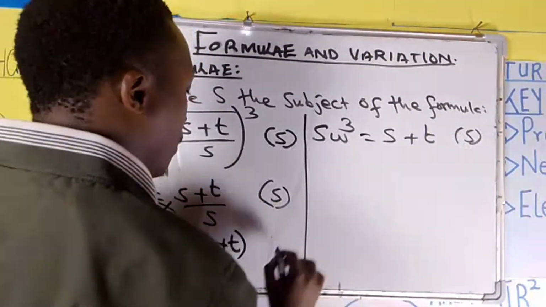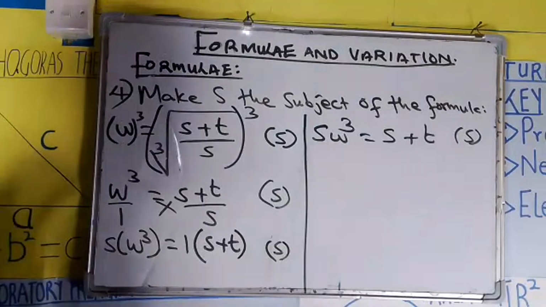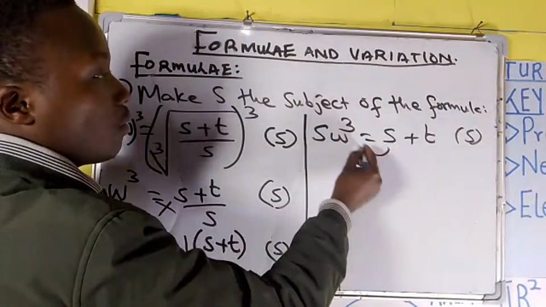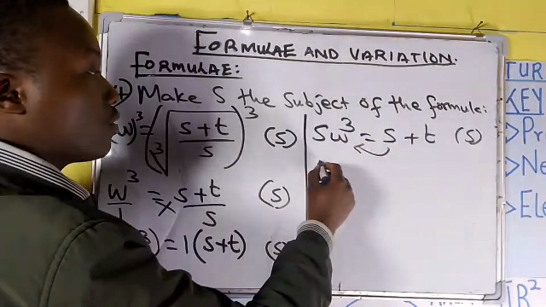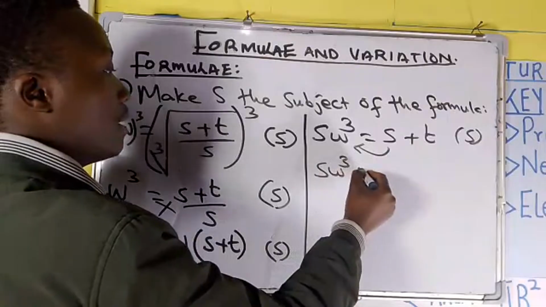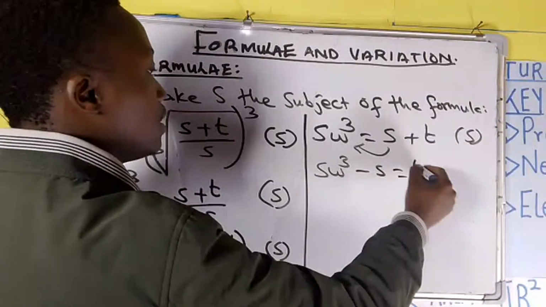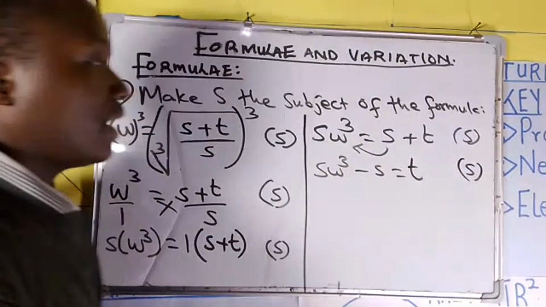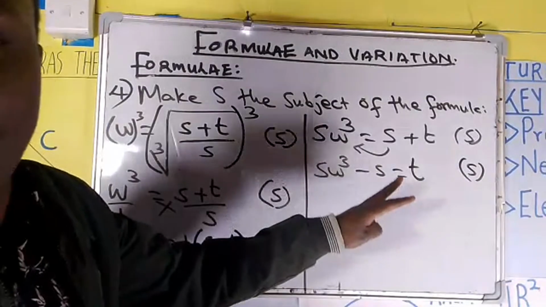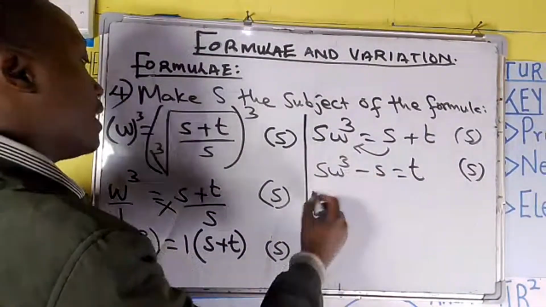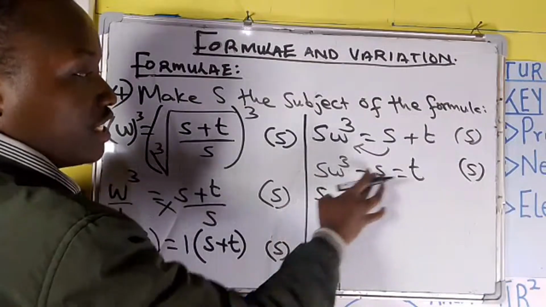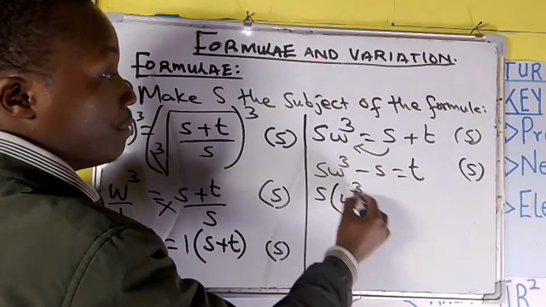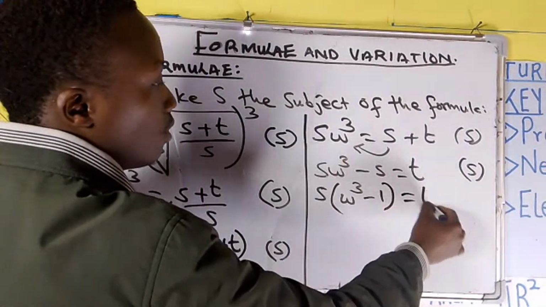Don't forget, we want to make S the subject of our formula. So we will bring S on one side, so that it becomes SW cubed minus S is equal to T. Once we have that, we are going to factorize S. We take S out, since we have S twice here, and we remain with S into bracket W cubed minus 1 is equal to T.